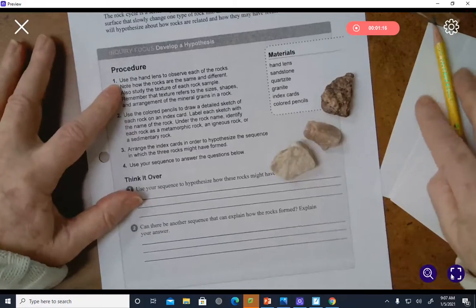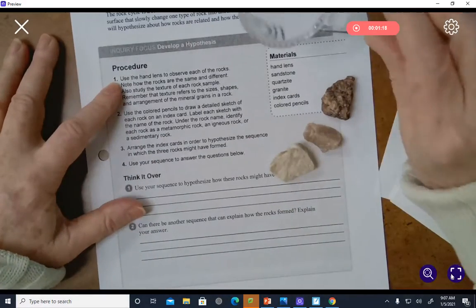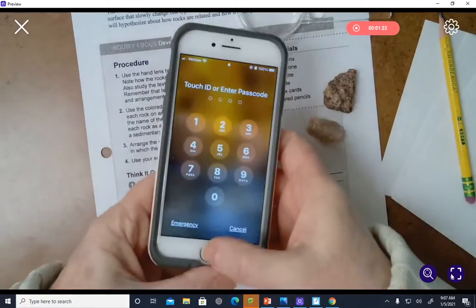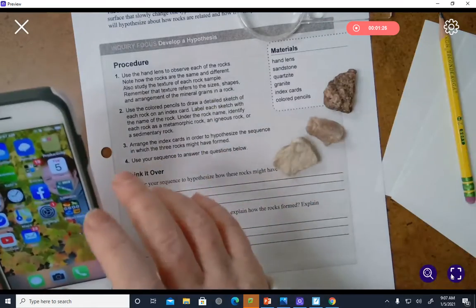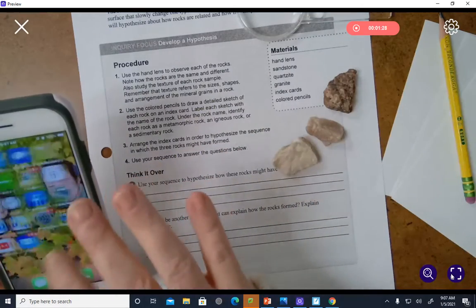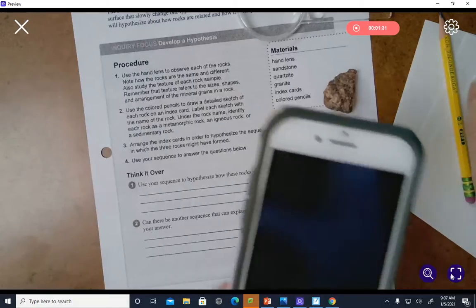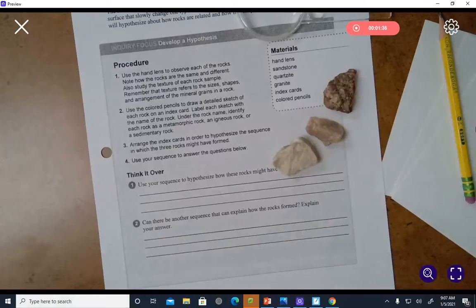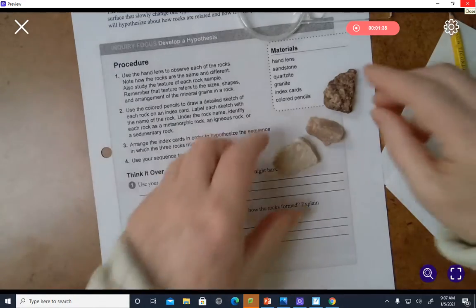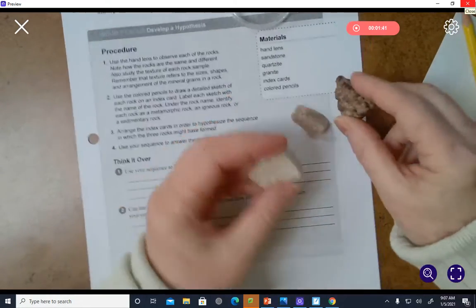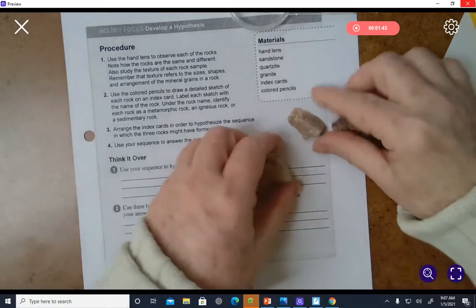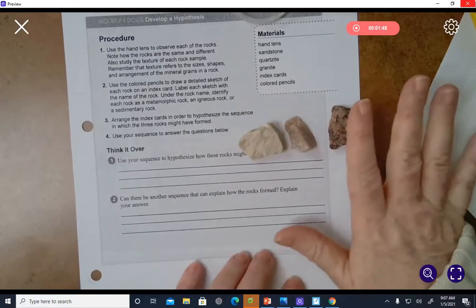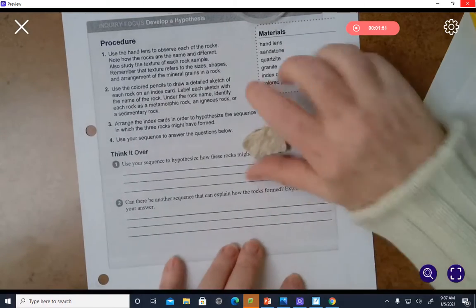Use the hand lens. Now, if you don't have a hand lens, don't say I can't do it because I don't have a hand lens. There are a lot of times cell phones have magnifiers on them. I just have to find mine. You can use one on your phone if you want. And once again, if you don't have a cell phone with a magnifier, just your regular eyes will do. If you don't have these samples of rocks and you can't zoom in on the computer looking at them, then Google them online and they'll show you examples of these.